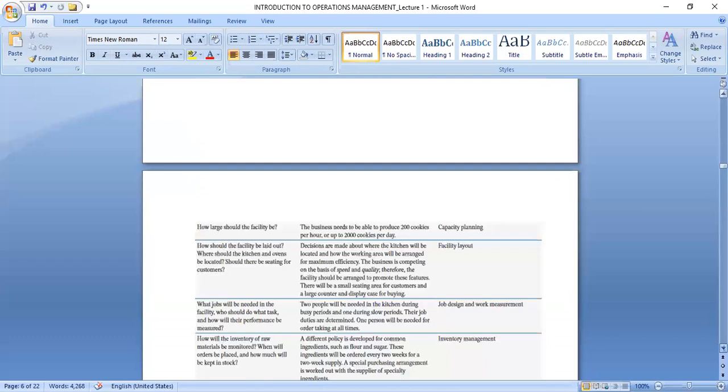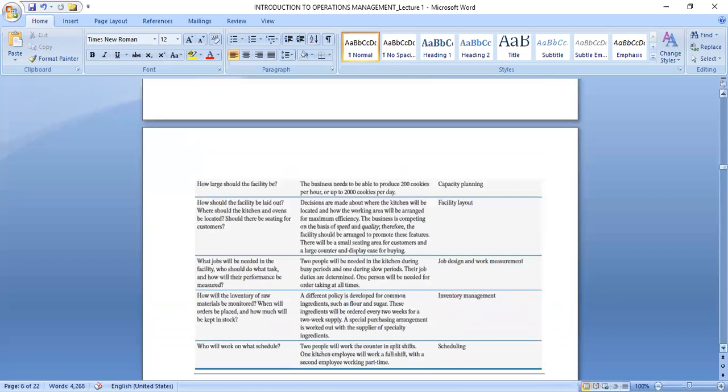Then another operations management decision will be in form of capacity planning. Capacity planning has to do with how large the facility will be. How large will this premise be? Of course, how large this premise will be will depend on the number of clients they are expecting altogether and the number of cookies they are expecting to make.